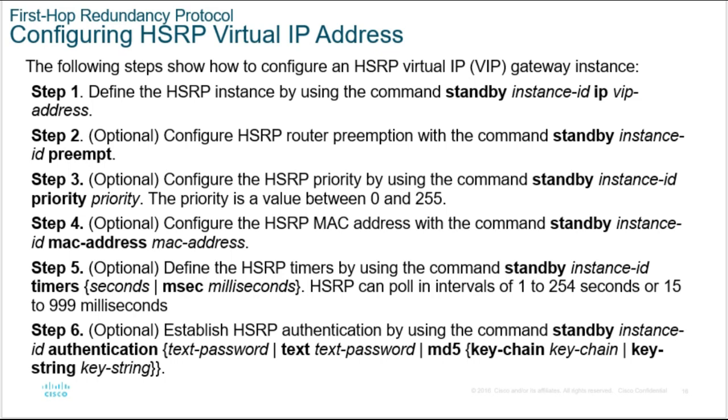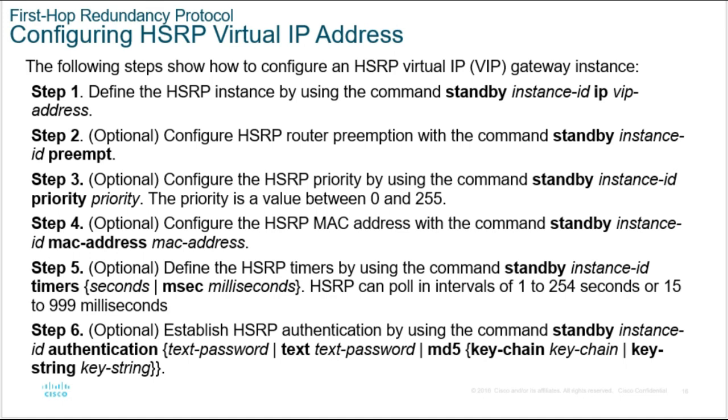So next, this is an optional step. By default, HSRP does not support preemption, but you can change that with the command standby, and then the instance ID, and then the keyword preempt. So in this case, the router that you configure to have preemption, if it fails, and then the minute that it becomes operational again, if it has the highest priority among the routers in the group, it will automatically become the active router.